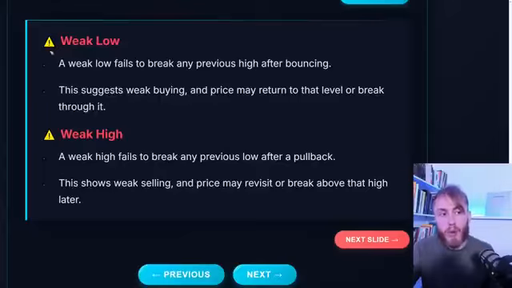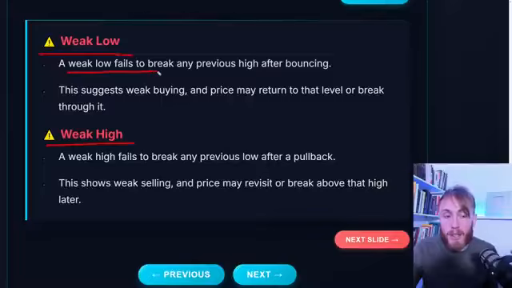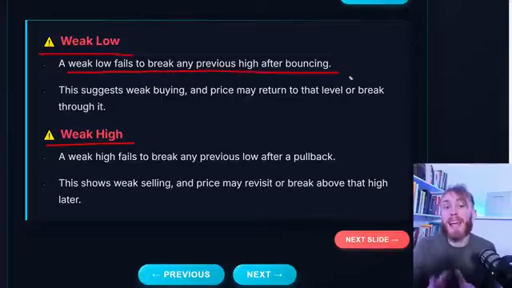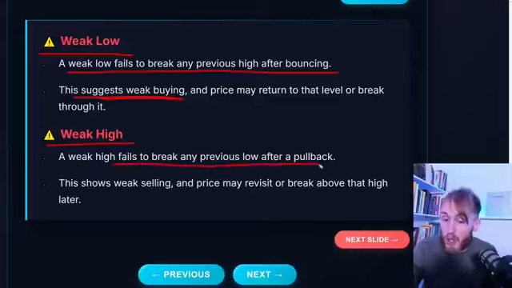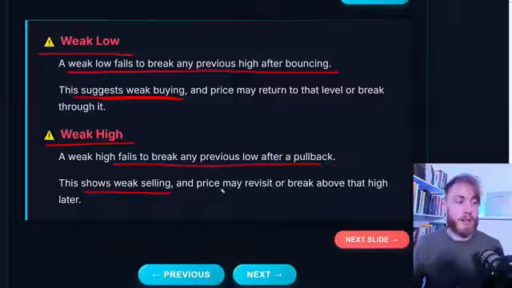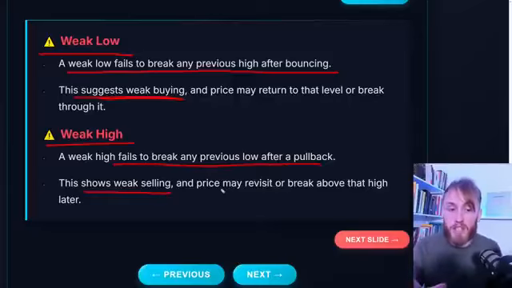And here, two more important concepts are weak lows and weak highs. A weak low is a low that fails to break any previous high after bouncing, and this suggests weak buying. And what is a weak high? Well, a weak high fails to break any previous low after a pullback, and this shows weak selling. But here, once again, I think this will be much more clear when I show you visually.